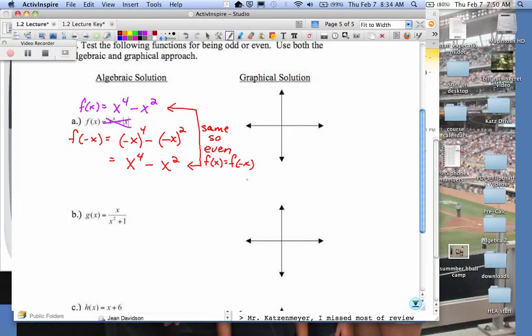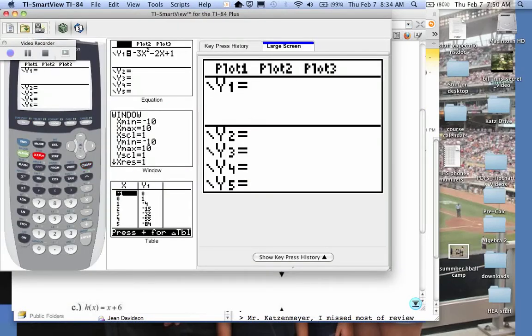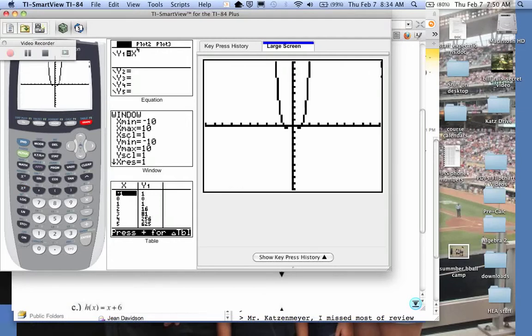What does this graph look like? x raised to the fourth minus x squared. Would you fold it like a butterfly and it'll be the same? Yes.